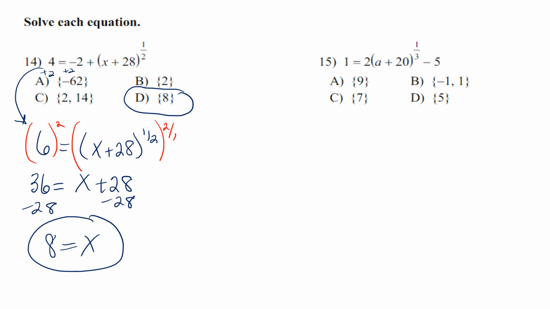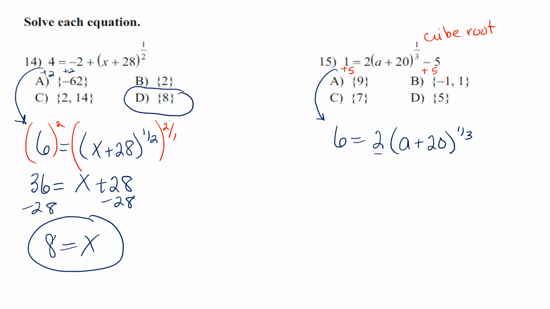All right, in number 15, 1 equals 2 times the quantity of a plus 20 to the 1/3. That means the cubed root, and all of that is minus 5. So I'm going to add 5 to both sides of the equation first. Bring that down so I've got a little bit more space to work. So 6 equals 2 times the quantity of a plus 20 to the 1/3.